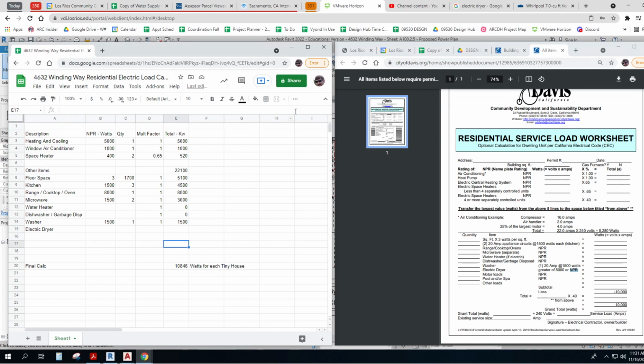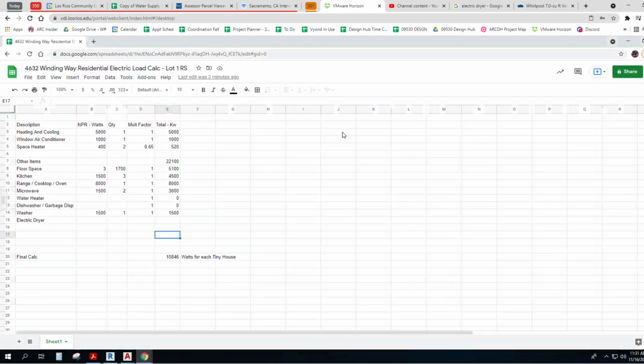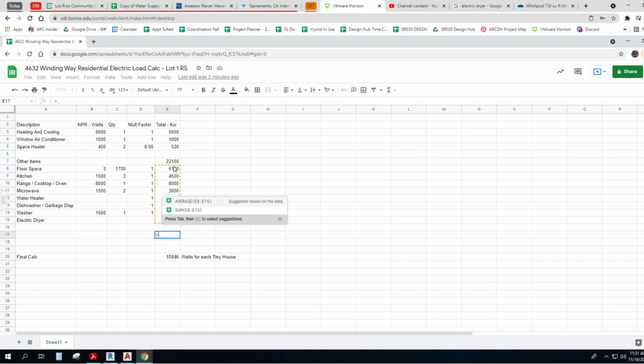Let's go up to here, and I'm going to make a sum of, here's all of my other items right here. I've already done it. Okay, so that's my subtotal equals whatever I get right there. Subtotal.